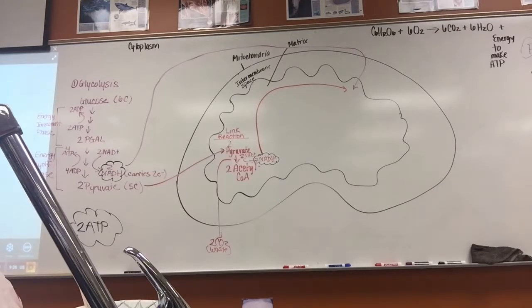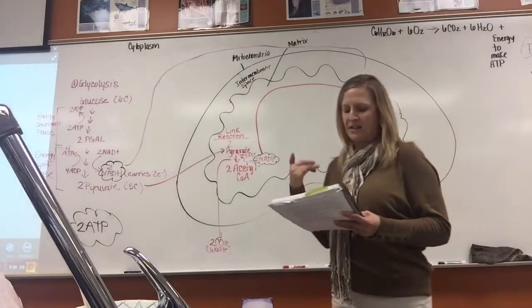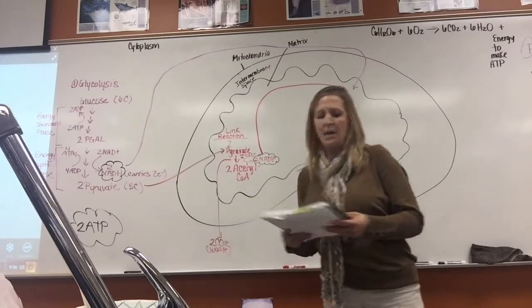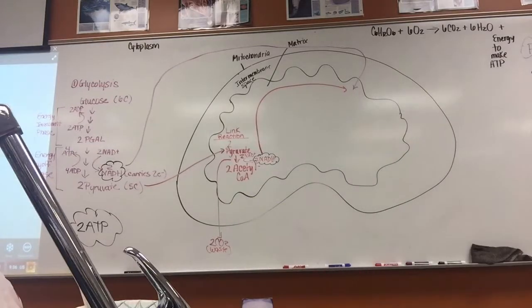So number 10A. I had a lot of questions on 10 yesterday. Is the pyruvate molecule likely to move across the mitochondrial membrane by diffusion? And it says include a comment about polarity. So when looking at pyruvate, pyruvate has a charge on it, a negative charge. That means it's hydrophilic, meaning that it's going to interact with water.